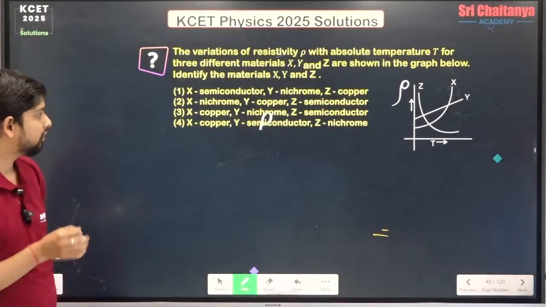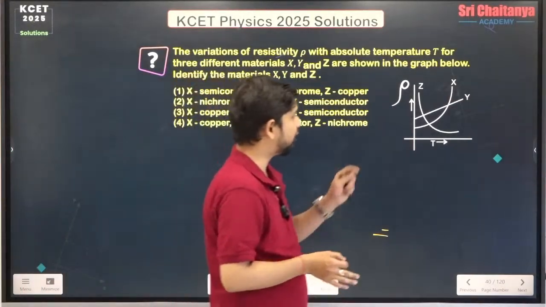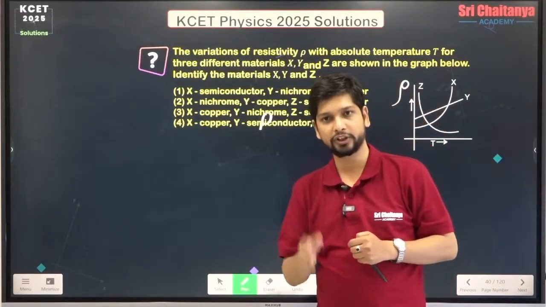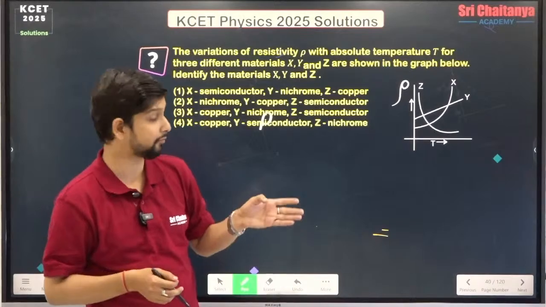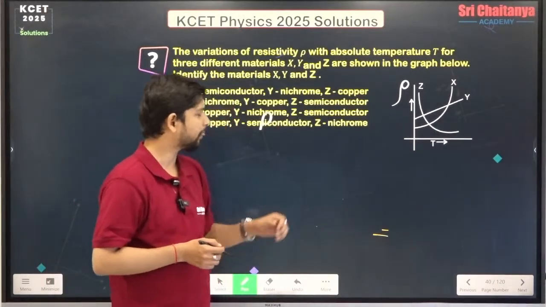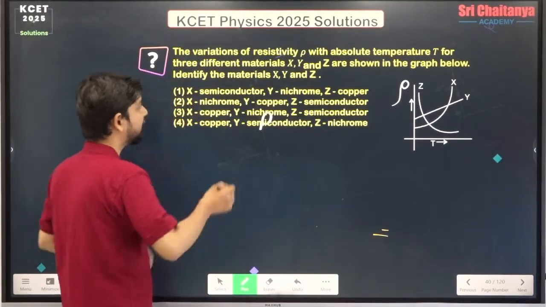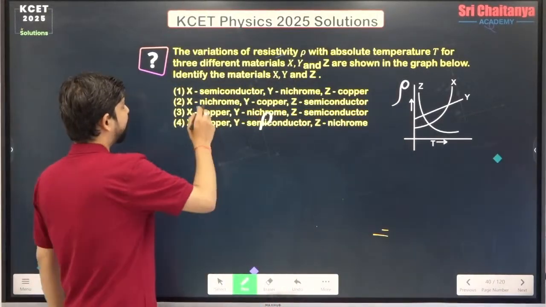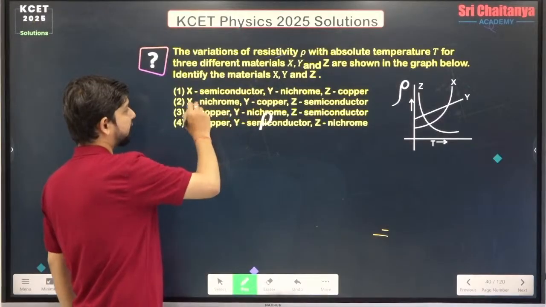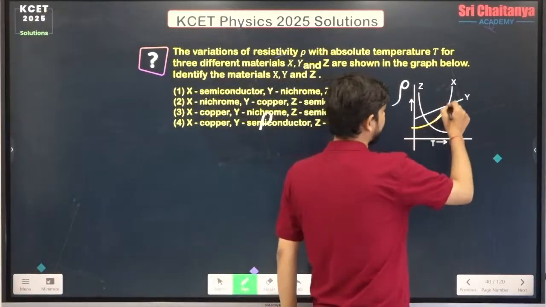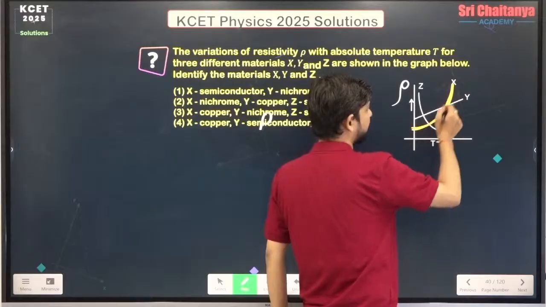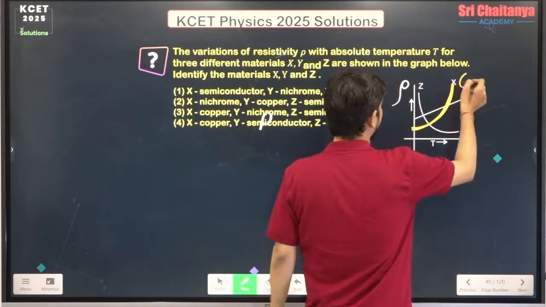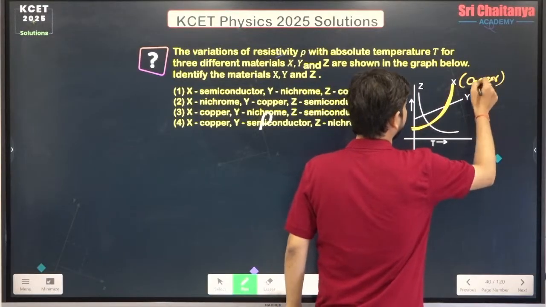This is a direct diagram based question from NCERT. All these three diagrams are given on a single page in NCERT in the current electricity chapter. You can go through that chapter and check out these graphs. It is a resistivity versus temperature graph, and we have to identify the materials X, Y and Z. Talking about X, its resistivity is increasing with temperature, so it will be a metal. In case of metal, it is going to be copper.